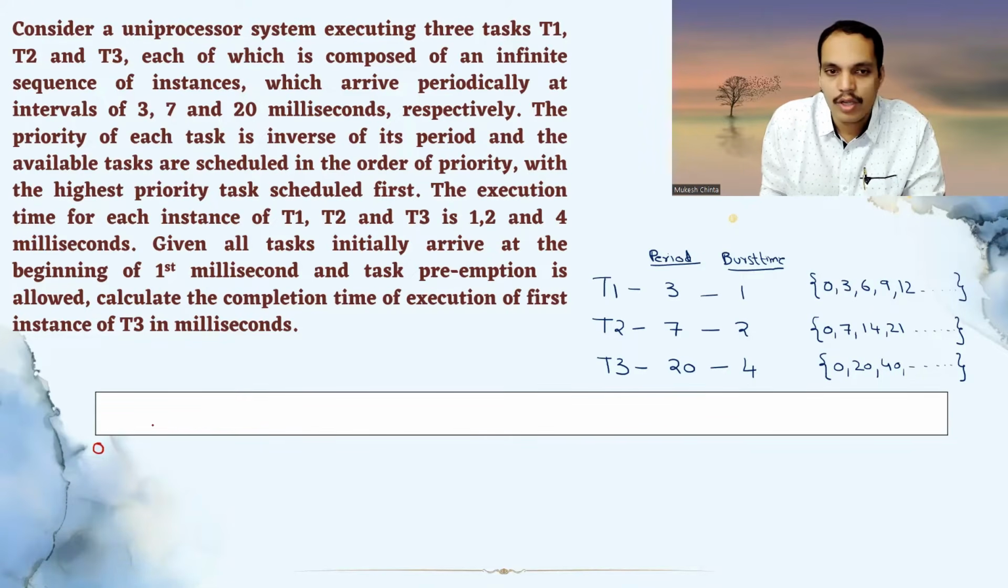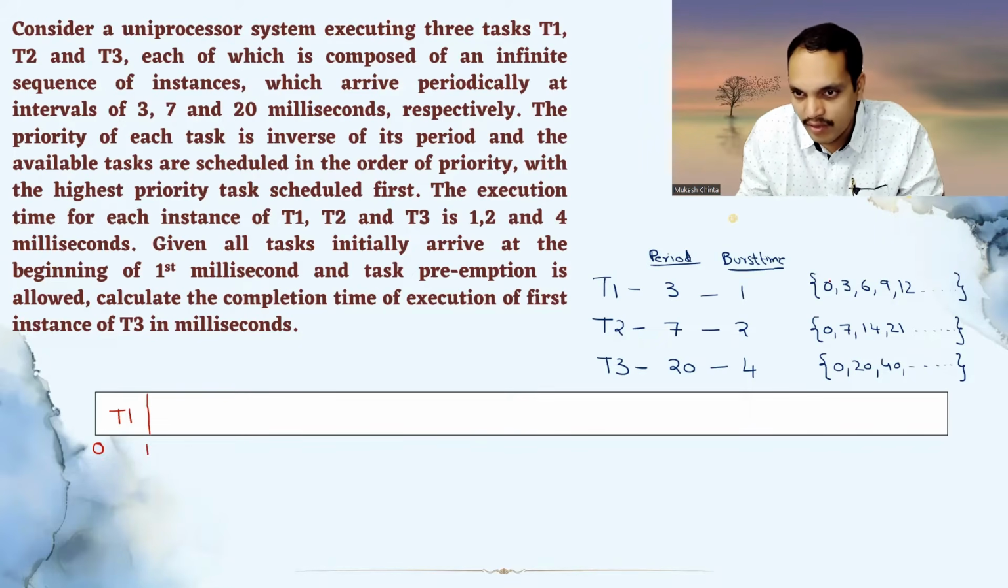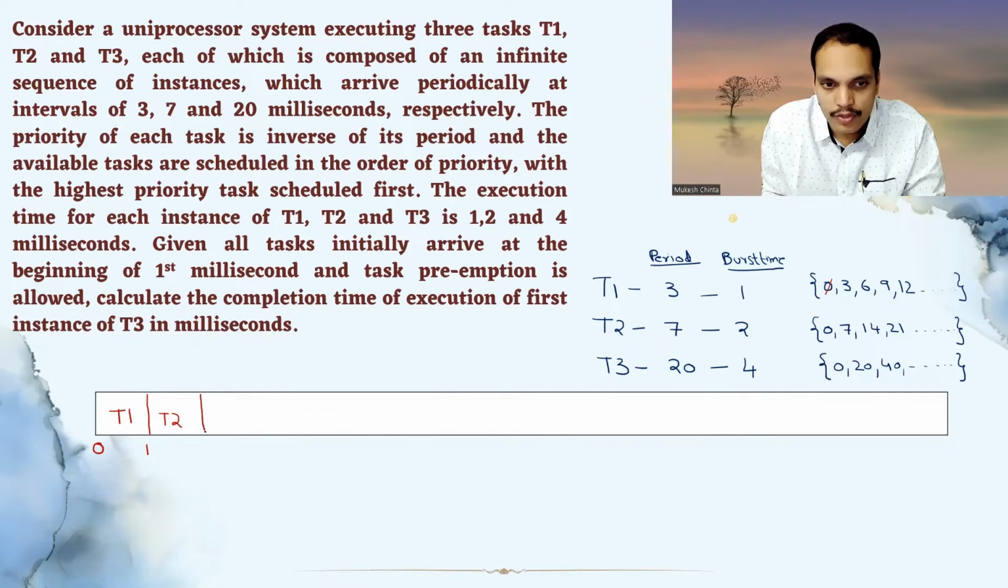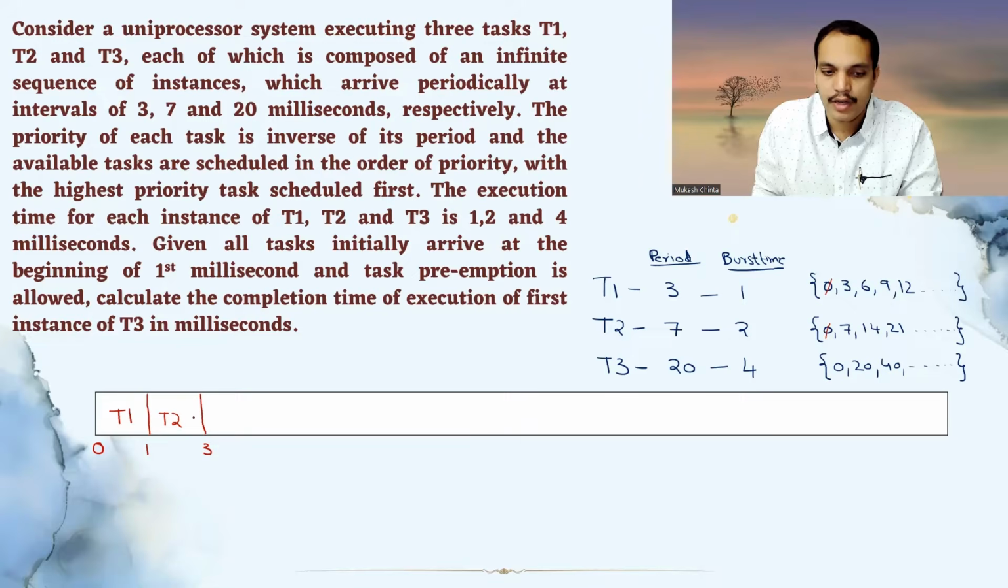At time 0, the first task to execute is T1, which has a burst time of 1. So it gets done at 1. The first instance of T1 is done, followed by T2. The burst time of T2 is 2, so I add 1 plus 2, which gives me 3. Here, the first instance of T2 is also completed, because at this time there is nothing else waiting.